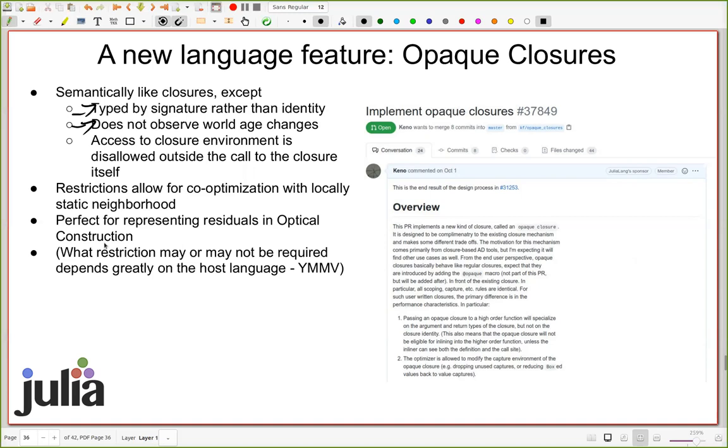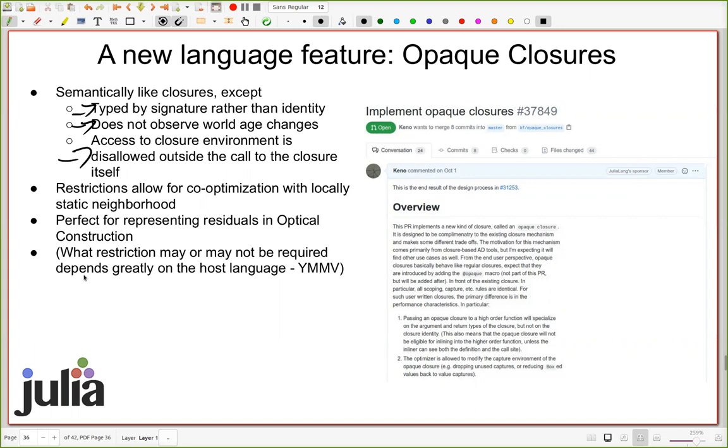And perhaps most importantly, access to the closure environment is disallowed outside the call to the closure itself. So on these red edges that I drew on the previous slide, where we have to have dynamic semantics, opaque closures basically don't have one, other than you can call it. That lets the optimizer choose what the residual is for this particular opaque closure, rather than having a capture environment statically or lexically defined.